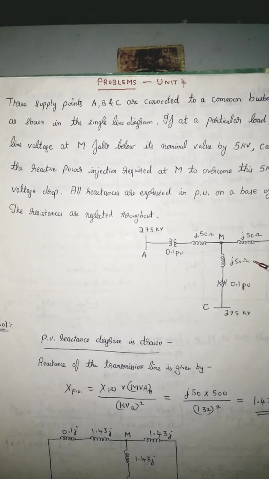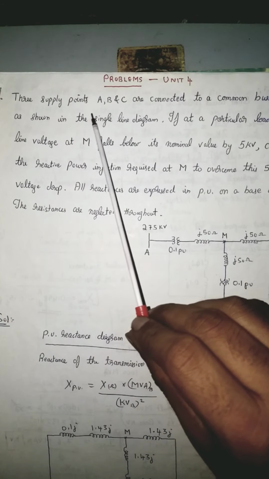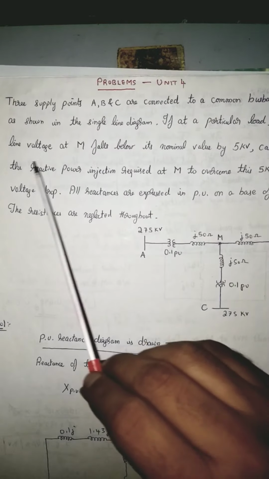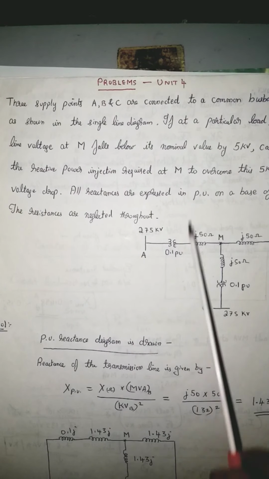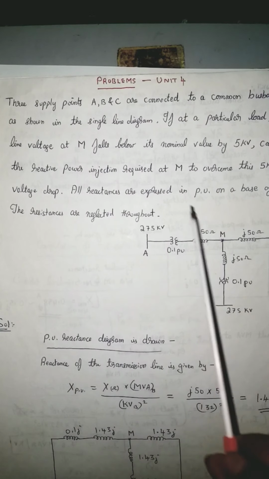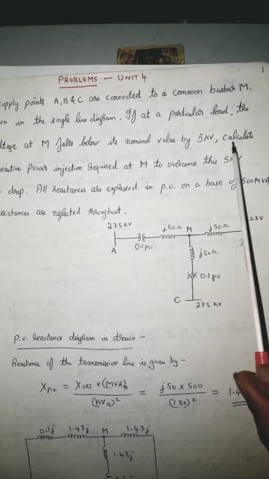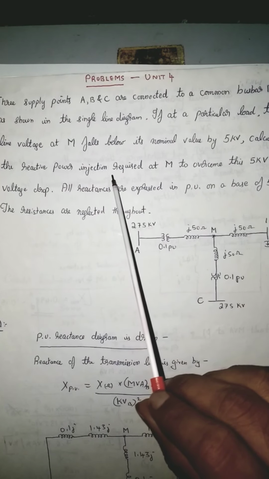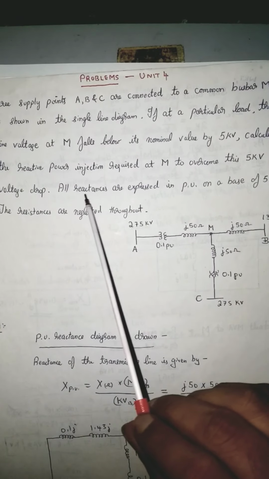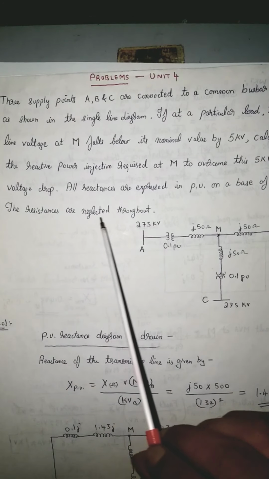Okay, now let us take up a problem on this topic. Let me read out the problem. Three supply points A, B and C are connected to a common bus bar M as shown in the single line diagram. If at a particular load, the line voltage at M falls below its nominal value by 5 kV, calculate the reactive power injection required at M to overcome this 5 kV voltage drop. All reactances are expressed in per unit on a base of 500 MVA. The resistances are neglected throughout.